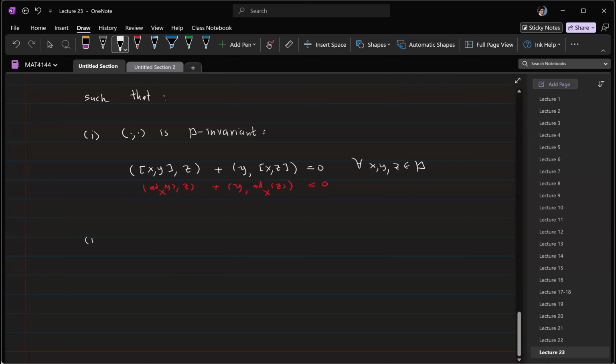And now what is the second property? The second property is that P equals P plus direct sum P minus. So in other words, P plus and P minus are subspaces. Maybe I should say the other way around: P plus and P minus are subalgebras, Lie subalgebras of P.